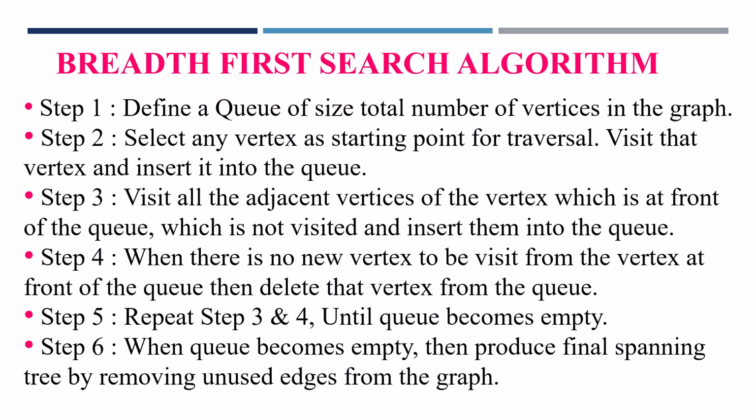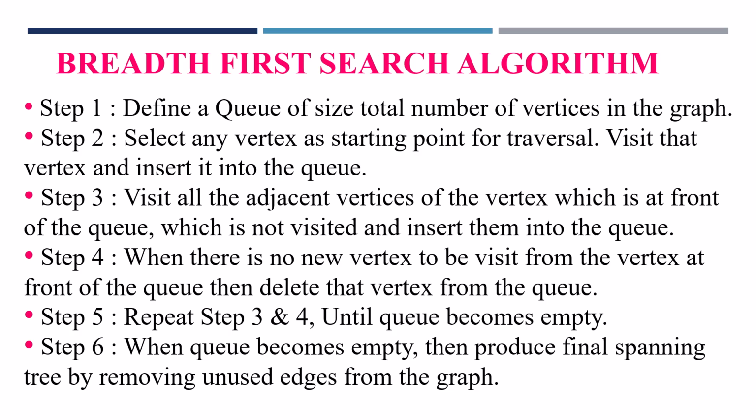Let me explain how the breadth first search or BFS works step by step. First, we create a queue with a size equal to the total number of vertices in the graph. This queue helps us keep track of the nodes we need to visit. Next, we pick any vertex to start with. We mark it as visited and put it into the queue.